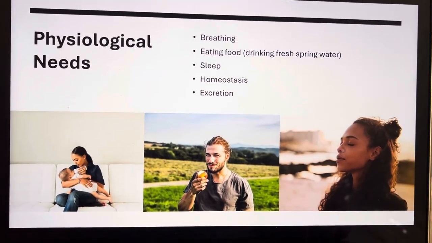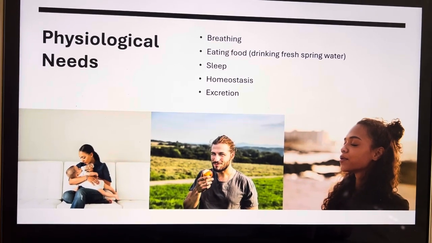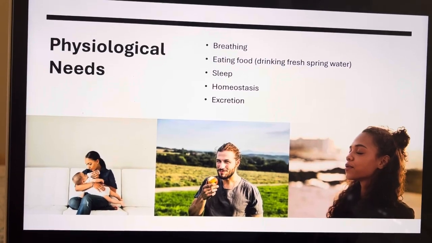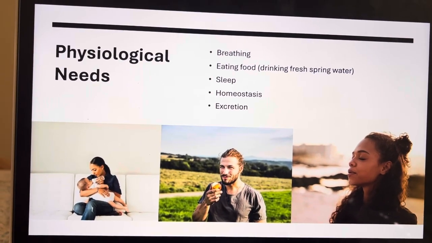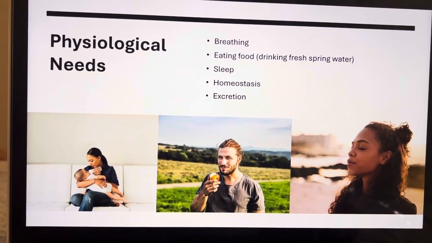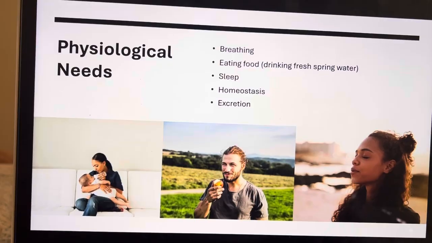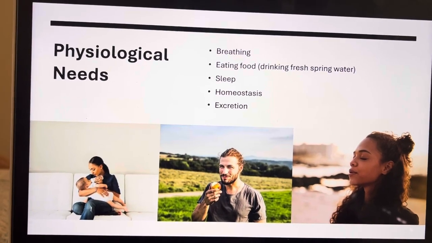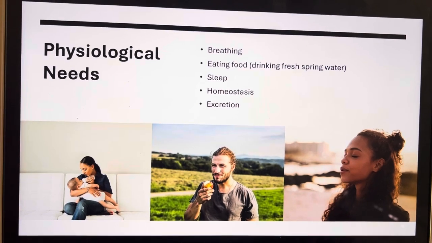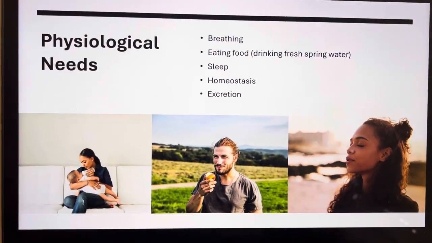So the first one in the pyramid is physiological needs. So, this is more basic stuff, but it is survival. So breathing, eating food, you've got to drink that fresh spring water. Have to have good sleep, homeostasis, excretion, which would be like going to the bathroom and sweating, things of that nature. So all of these are basic physiological needs that we must have to survive.